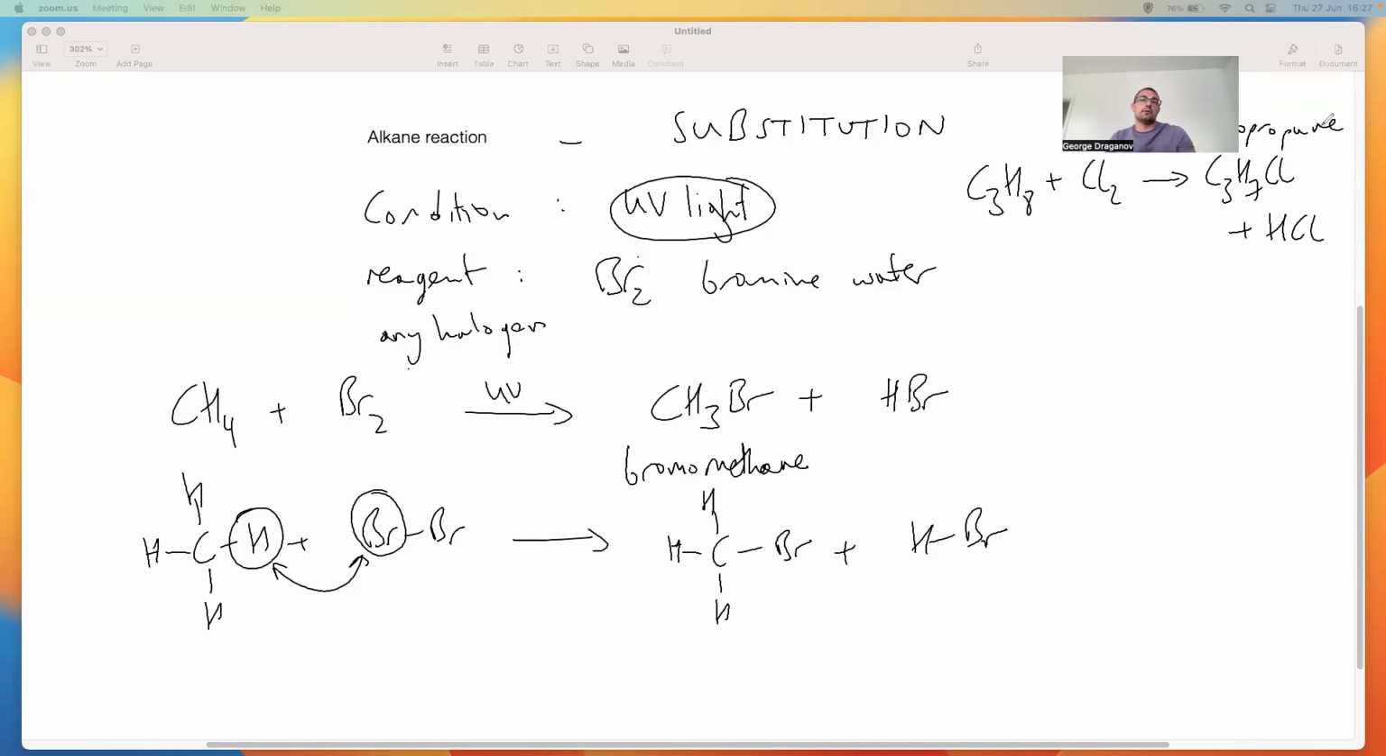Again, I cannot emphasize enough. Remember, alkanes do not react with bromine water at room temperature, only when you use UV light. At room temperature, like in the previous lesson, we learned that alkenes can make bromine water turn colorless, but alkanes don't do anything to it. It's only when you add the UV light that alkanes do react, but they do not do an addition, they do a substitution. So that's what you need to remember.